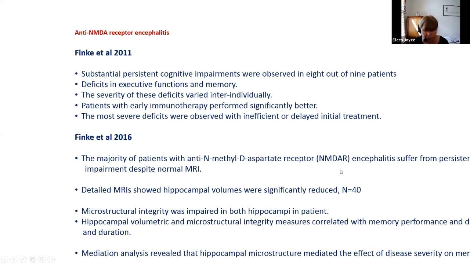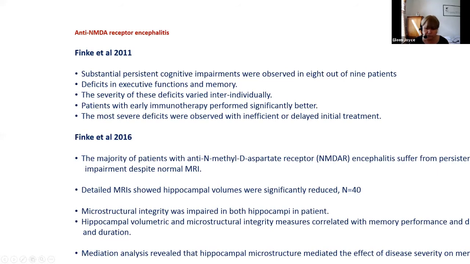When they looked at a bigger group of their patients, 40 patients, later on in 2016, they found that the majority of patients, having recovered from encephalitis, had normal MRI scans but had cognitive impairment. And when they looked in more detail at more sophisticated MRIs, they actually showed that this is not the case. MRIs were not normal. They showed hippocampal volumes were significantly shrunken. They then found out that the integrity of the hippocampus at the microstructural level was impaired on both sides in these patients, and that this volumetric decrease and the impaired integrity of the structure correlated with memory performance and duration of illness in those patients.